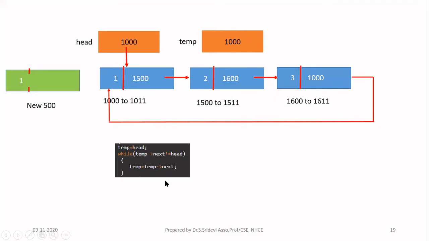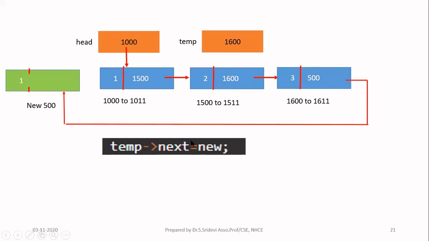Right. So now, when you come outside that loop, you will be reaching the last node. You will be in the last node. So your temp will have a value of 1600, right? Because in that only the next field is the address of the first node.